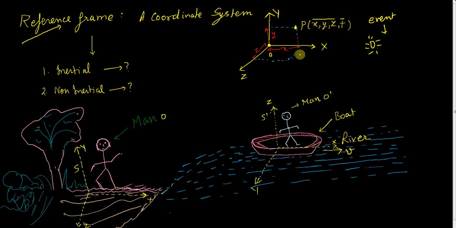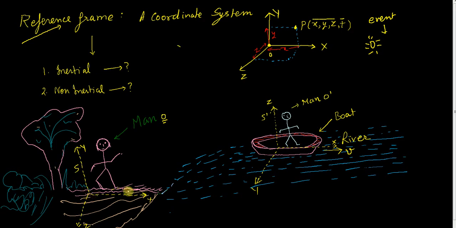And now the second point, if this is clear to you: the types of reference frames. Reference frames are of two types. One is inertial, second is non-inertial. To understand it clearly, I have made this picture. This person is standing on the surface of the earth. That man is represented by O, and a coordinate system is associated with him. You can say the surface is a coordinate system.